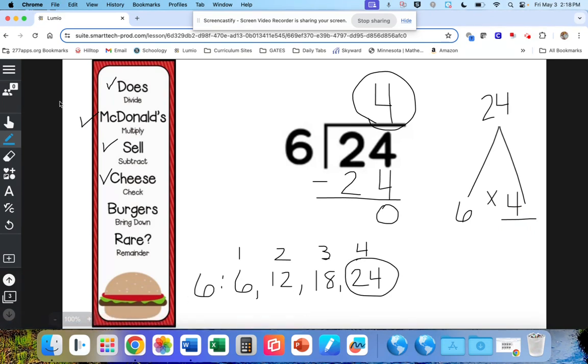Give your worksheet a try. Make sure you show all the different steps of the multiplication, the subtraction, and your answer should always be on top of your division problem. Rewatch this video if you need to.